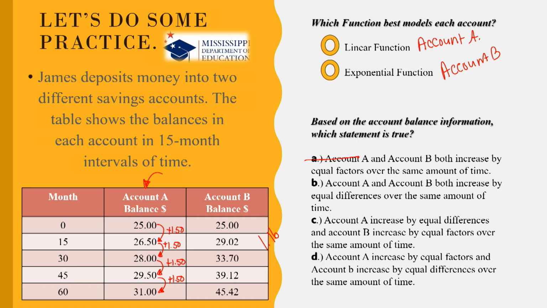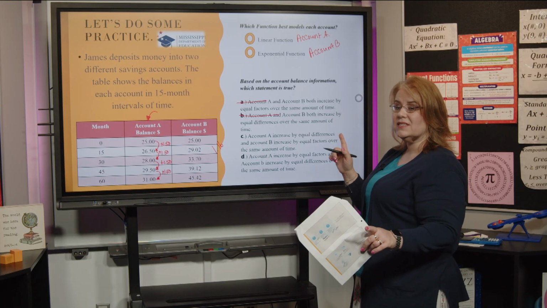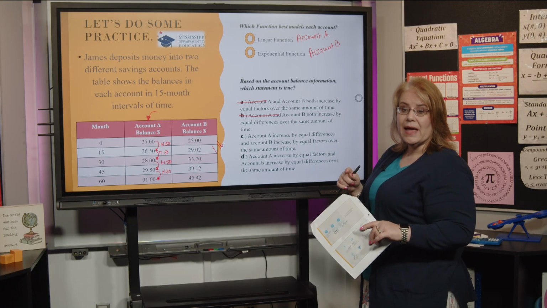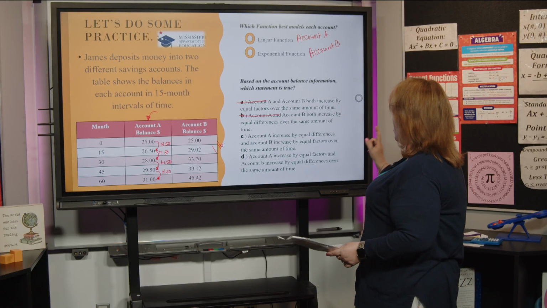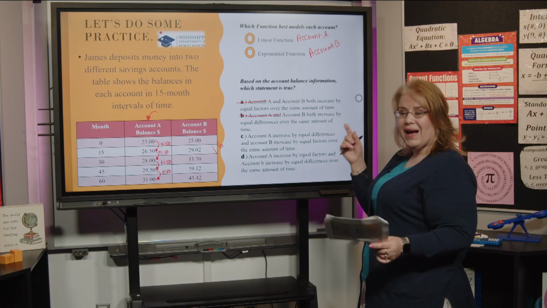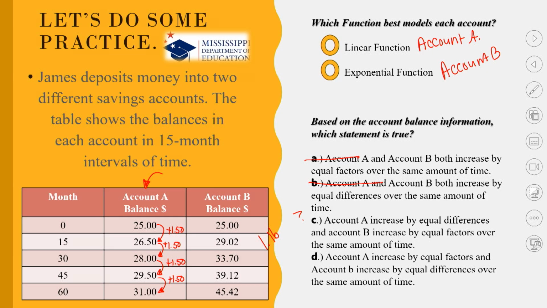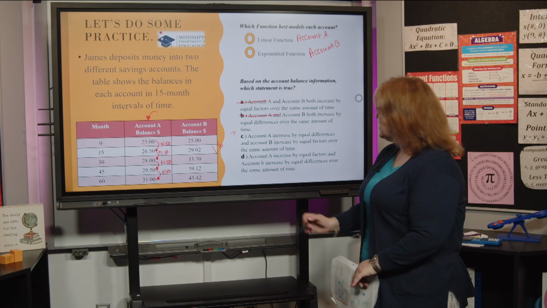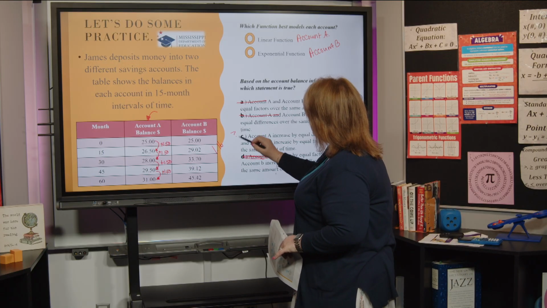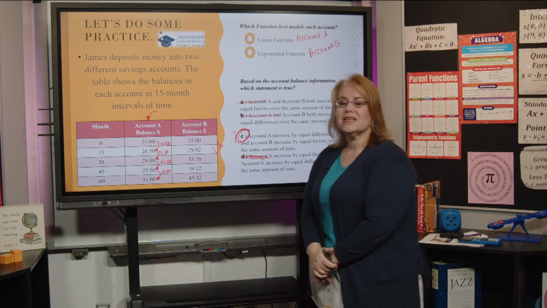Well, they're not equal. So it says account A increases by an equal difference and account B increases by an equal factor. Remember how we had to divide? So that could also look at multiplying by a factor over the same amount of time, possibly. Account A increases by an equal factor. Well, I didn't multiply with account A, I added. So that's not my answer. So my obvious answer is C.